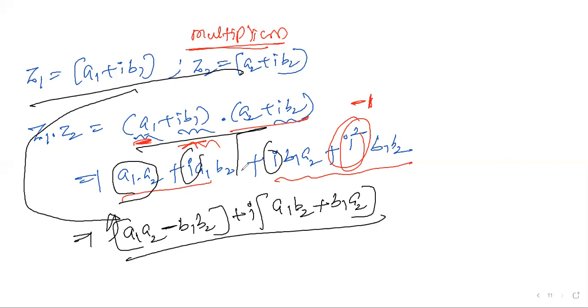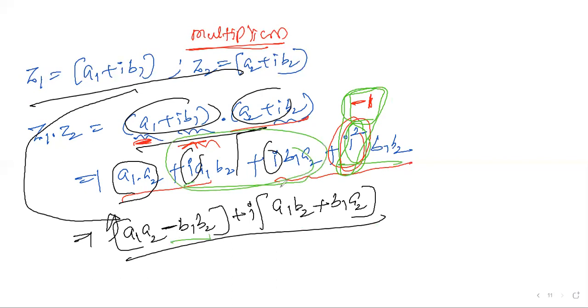Now this is the way to multiply two numbers, just simple multiplication. The concept is that i square is minus 1. You don't need to remember the whole formula, just this. This is a complex number: i terms are separate, real terms are separate. This is the real part, this is the imaginary part. Clear?